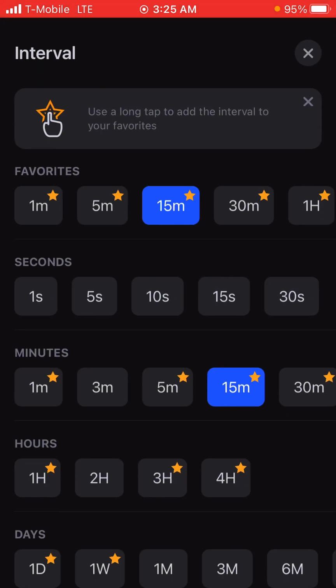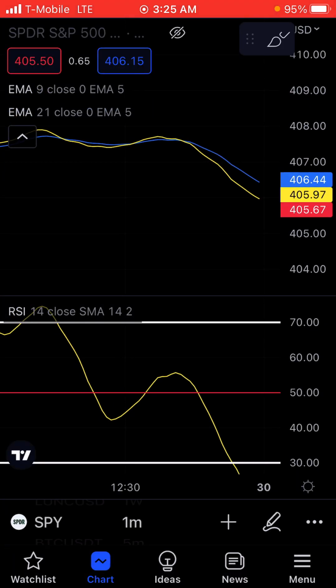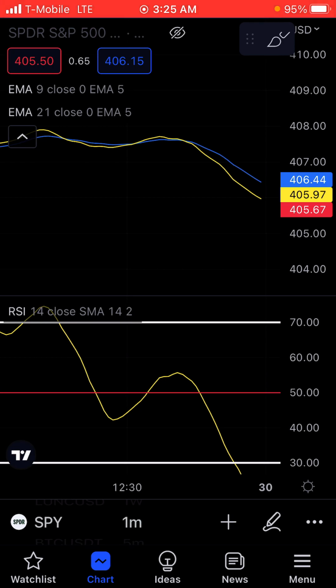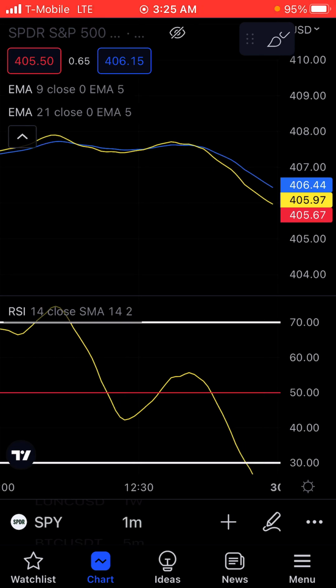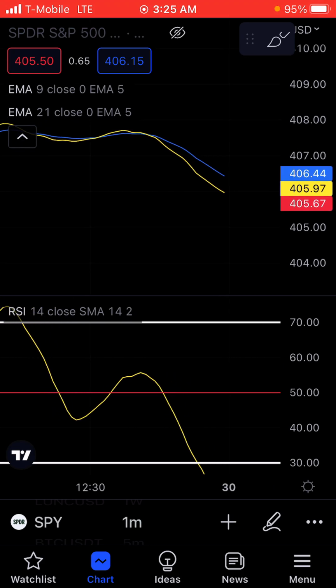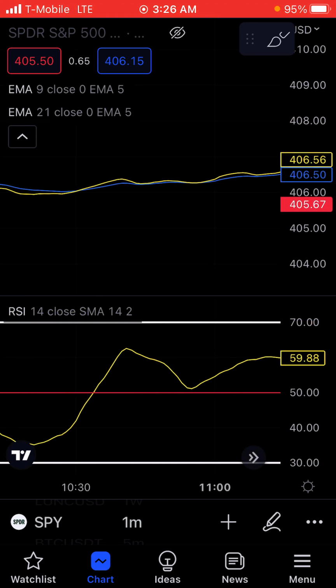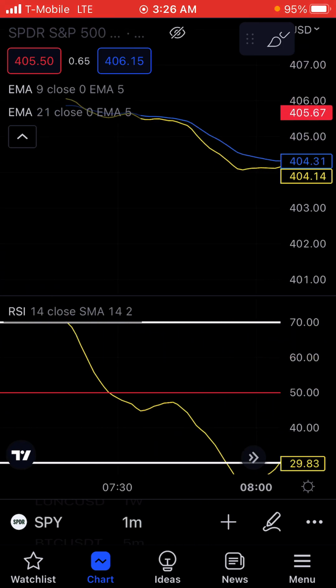Let's do this on the 1 minute. I'll probably spend today and tomorrow talking more about this, because I really like this strategy. Now, let's just rewind a bit because the stock market is closed.